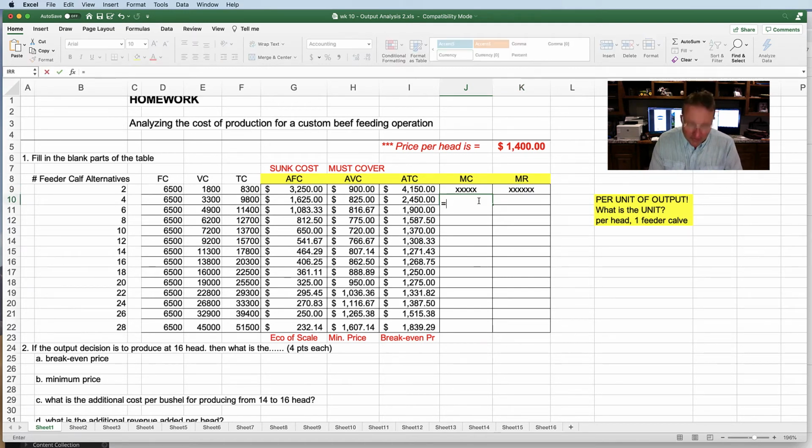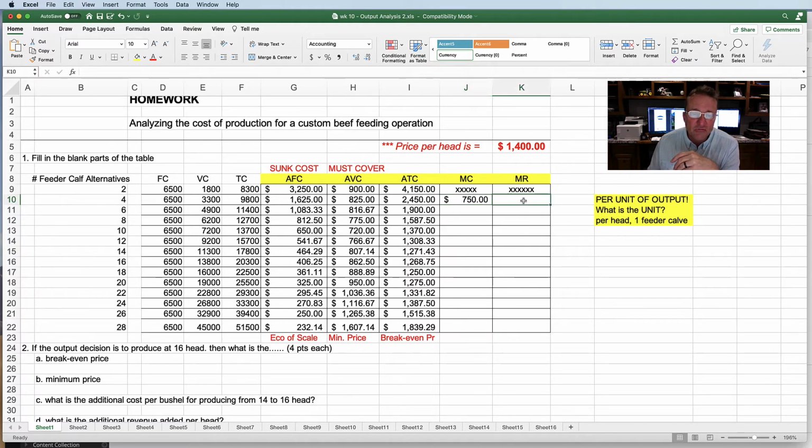Now I'm going to write a formula here, equals. What does my cost change by? Well, it goes from 8,300 to 9,800. So I close my parentheses. That's the change in cost divided by the change in production. And of course, all of these are going to be minus each other, which is going to be 2 every time. So when we divide this out, it costs you $750 per head to go from 2 to 4.